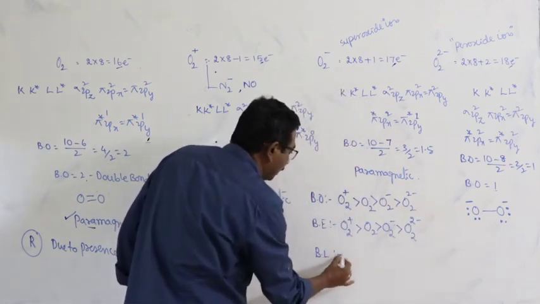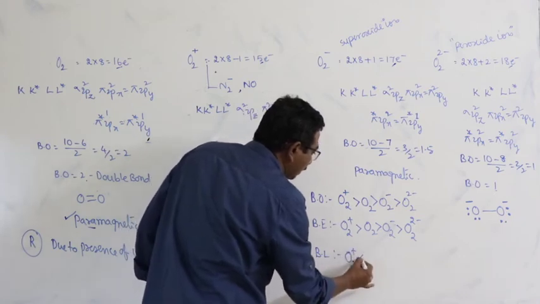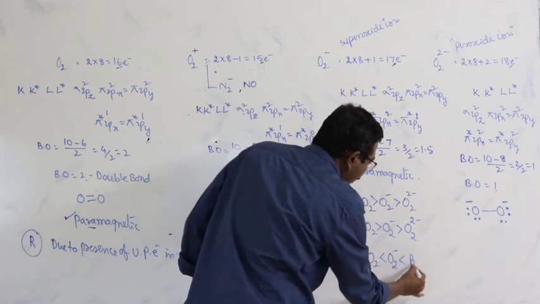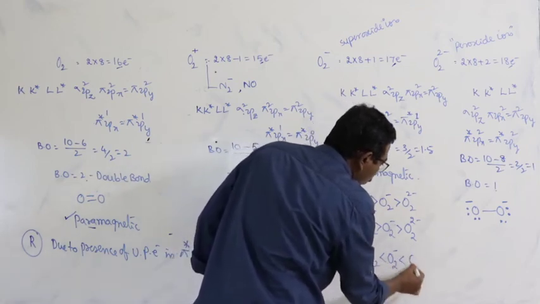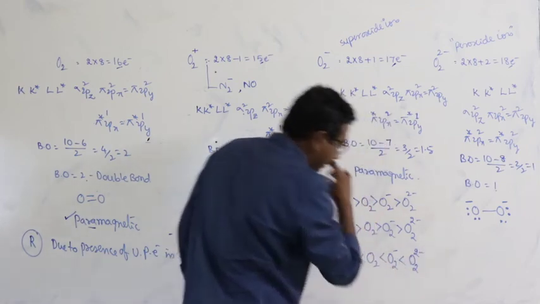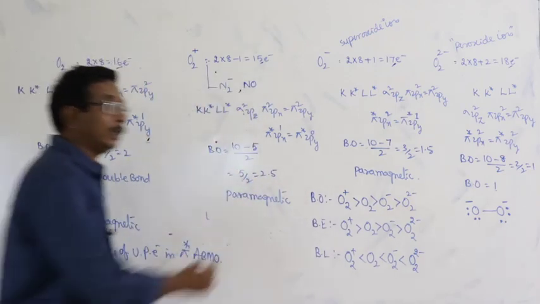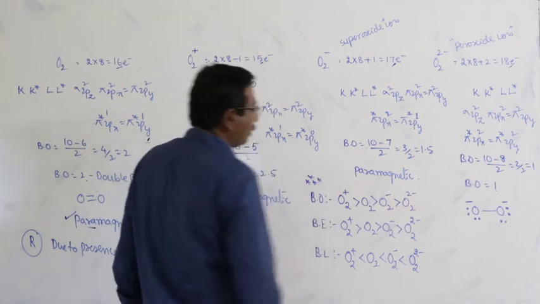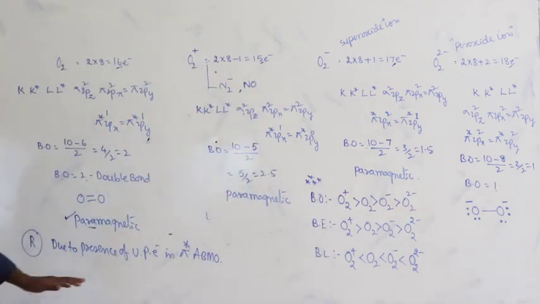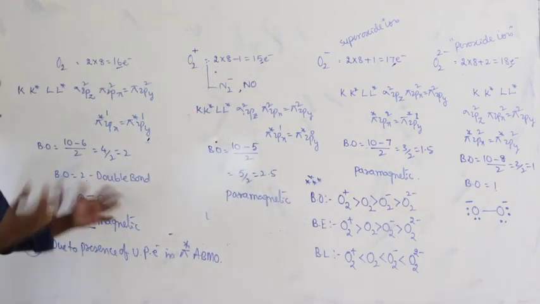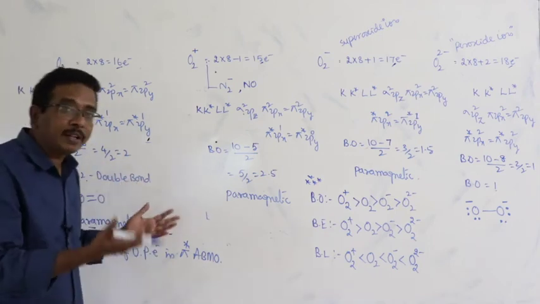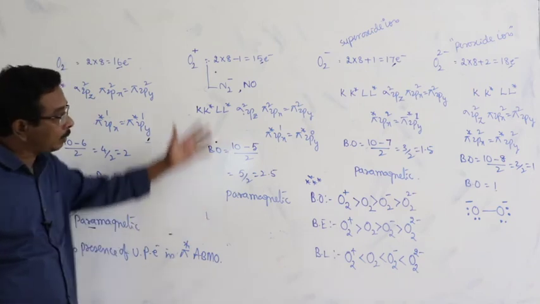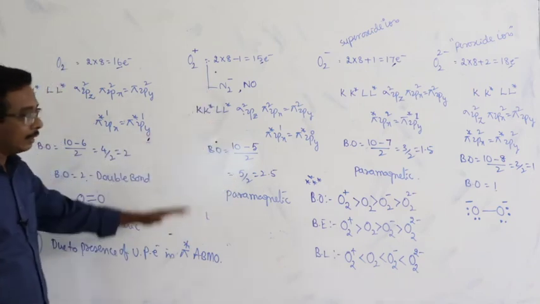What about the bond length? O2 plus, O2, O2 minus, O2 2 minus. And this is very important in the case of nitrogen and oxygen. In some cases you have to compare the species of nitrogen and oxygen and also carbon. Then you have to go through all those things.